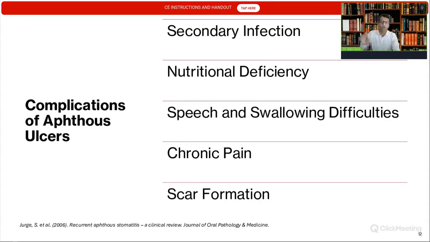So the key in all these complications of aphthous ulcer is that we have to manage them. First of all, we try to prevent them. These episodes should not occur. And if those aphthous ulcers occur, the key to success is fast healing. If the ulcer heals fast, we can avoid all these complications.